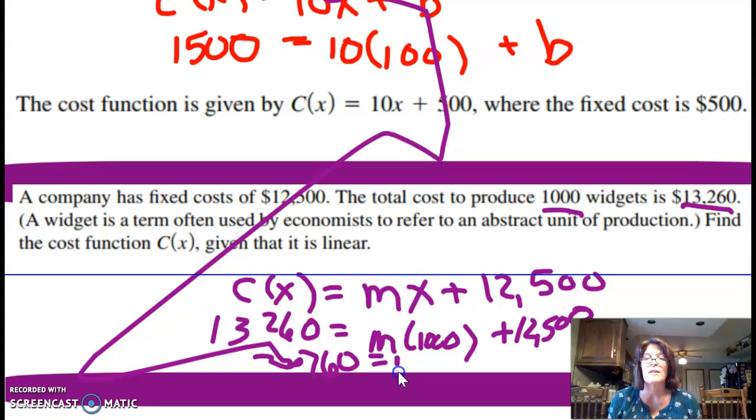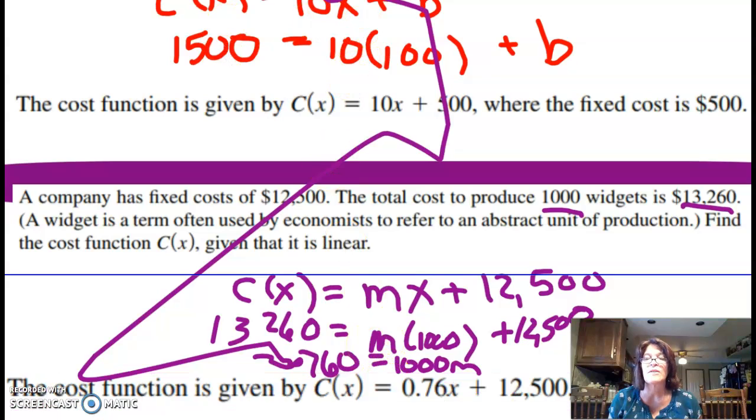760 equals 1,000m. Divide by 1,000 and you get 0.76. So the cost function is 0.76x plus 12,500. So now I know that the marginal cost is 76 cents per widget.